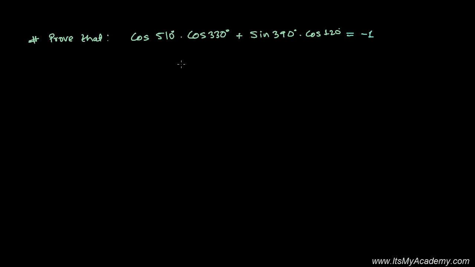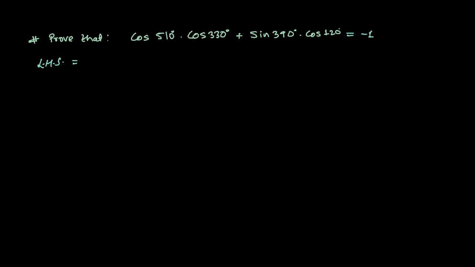Now, based on the concept of the trigonometric values of different angles, we need to prove here that cos 500 cosine of 510 times cosine of 330 plus sine 390 times cosine of 120 is equal to minus 1. Alright, so let's take the left hand side first. Let's write the left hand side first.